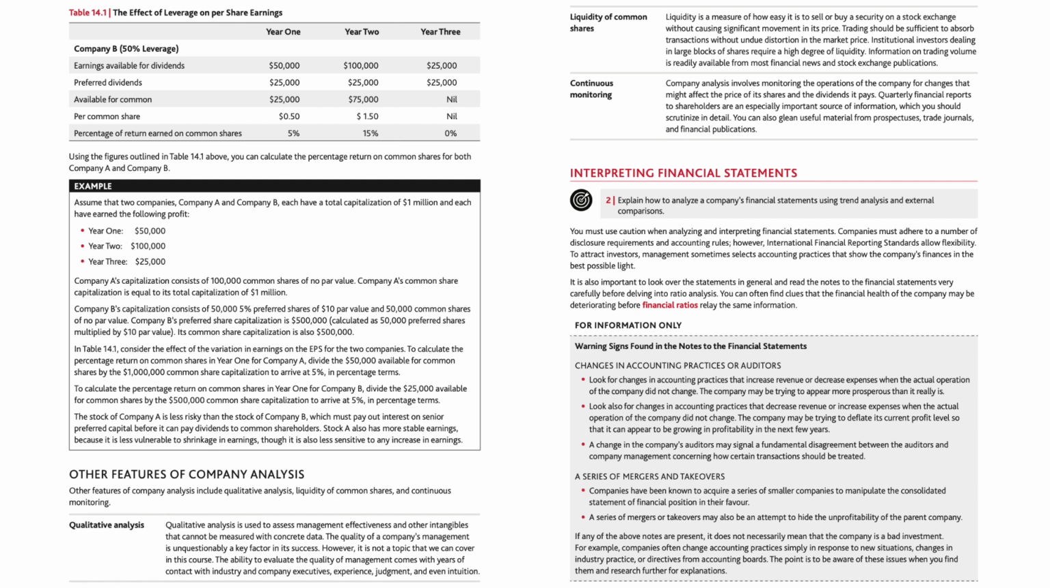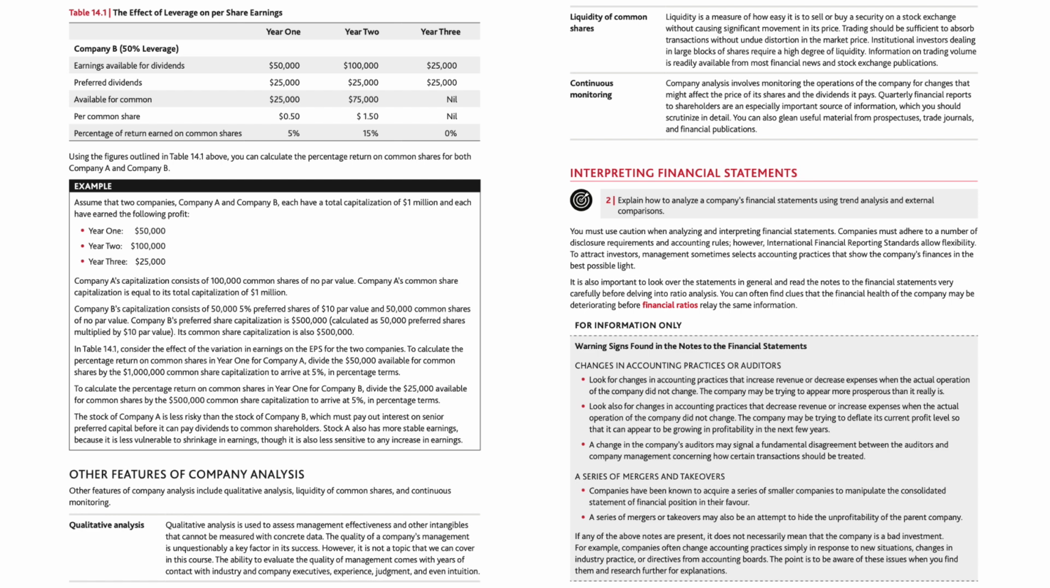Interpreting financial statements. You must use caution when analyzing and interpreting financial statements. Companies must adhere to a number of disclosure requirements and accounting rules. However, international financial reporting standards allow flexibility. To attract investors, management sometimes selects accounting practices that show the company's finances in the best possible light. It is also important to look over the statements in general and read the notes to the financial statements very carefully before delving into ratio analysis. You can often find clues that the financial health of the company may be deteriorating before financial ratios relay the same information.